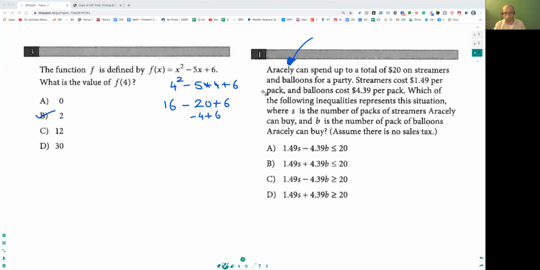Okay, try it for a few minutes, and then I'm going to explain it to you. All you need is, you can spend up to a total of 20, right? So the streamers, I'm just going to write down streamers. They cost $1.49, and the balloons cost $4.39 per pack.